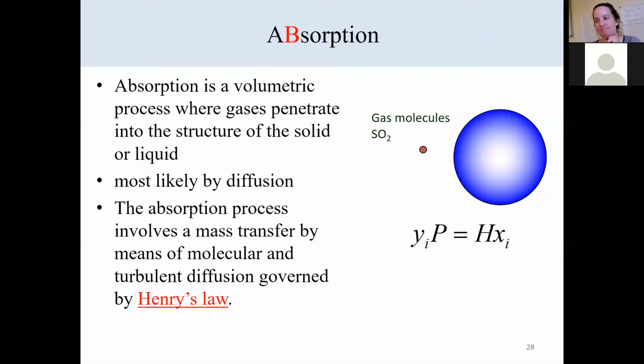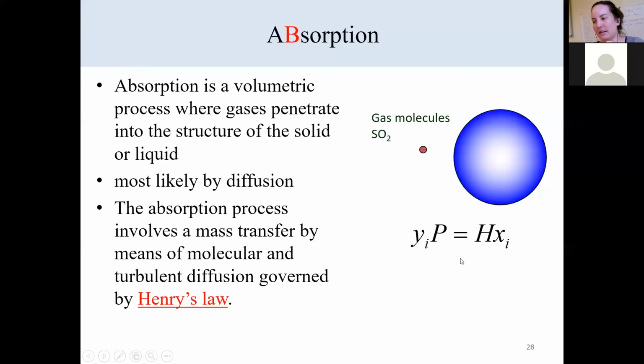than adsorption. Absorption is a volumetric process where the gases go into the structure of the solid or the liquid. And to tell the truth, it's usually a liquid, could also be a solid that somehow chemically reacts. Sometimes reaction is involved, but today we're just talking about the physical process that, for instance, a gas molecule, SO2, comes into contact with a droplet of water and it enters the water. It's now mixed within these molecules. This occurs mostly through diffusion and mass transport.